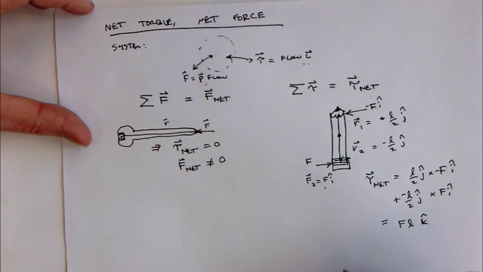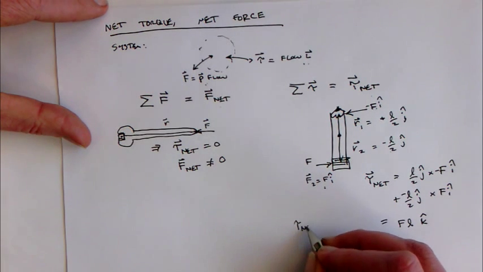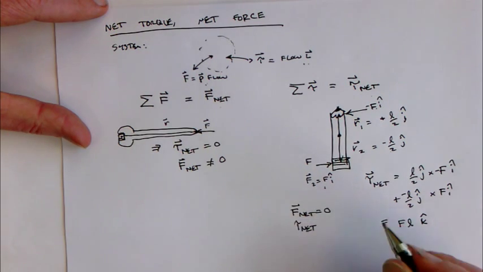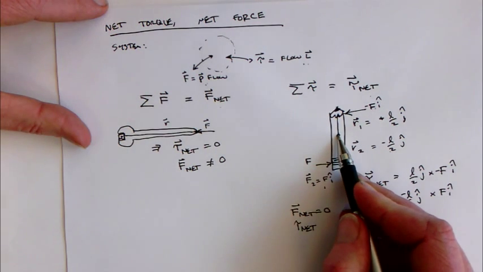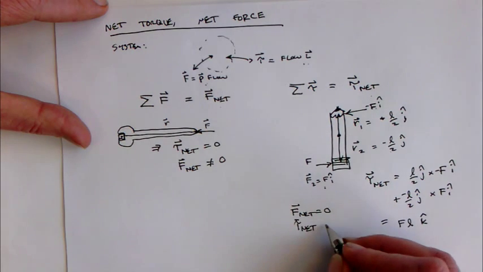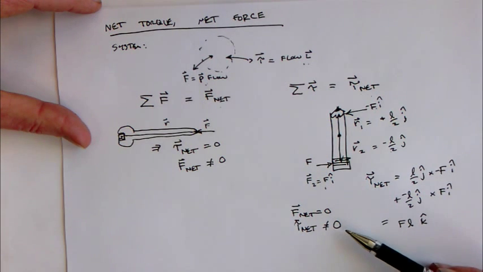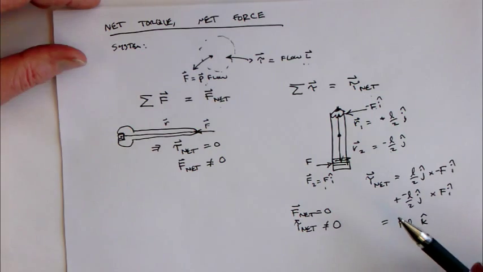So in this case, my net force is 0, which is to say that the center of mass of this object will not accelerate, but my net torque is non-zero. And so we have this idea that it's possible to have net torque without net force, and also net force without net torque.